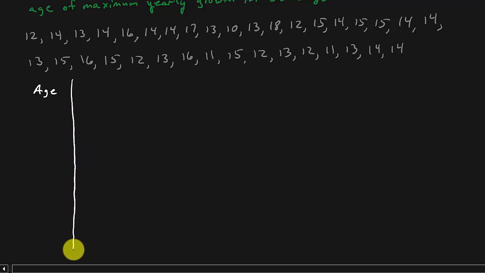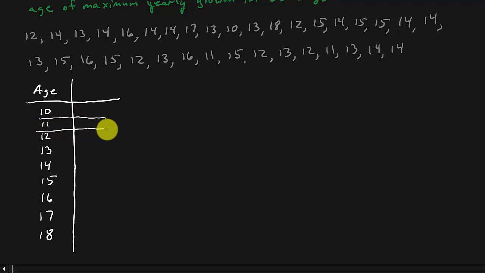We've got to be able to take in all the ages, so you'll need to go through the list and find the youngest and the oldest. It looks like the youngest is 10 and the oldest is 18. So I need 10, 11, 12, 13, 14, 15, 16, 17, and 18. If you want, you could put some lines in here to divide them up so you can make it out better.